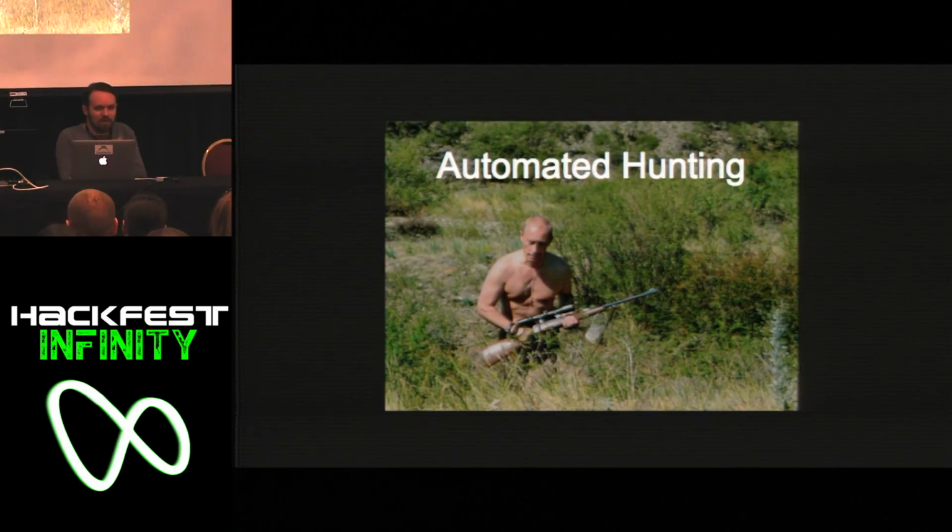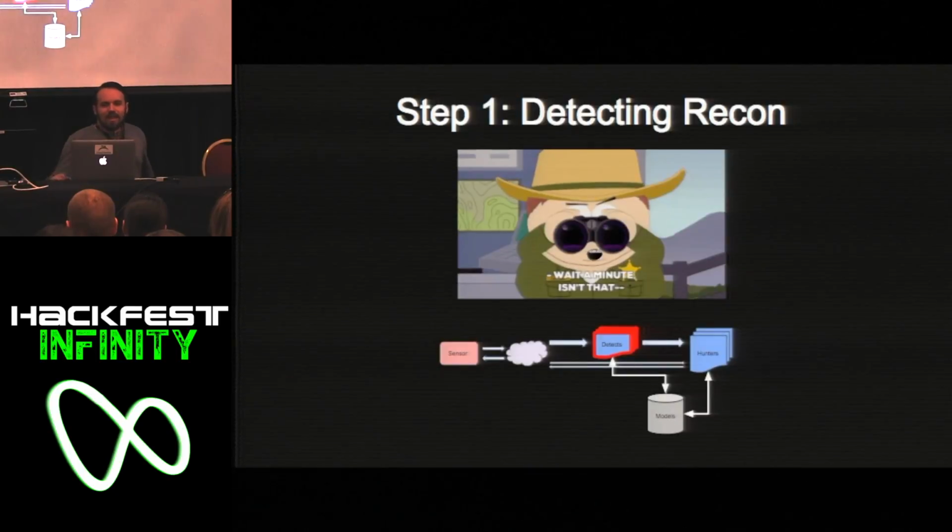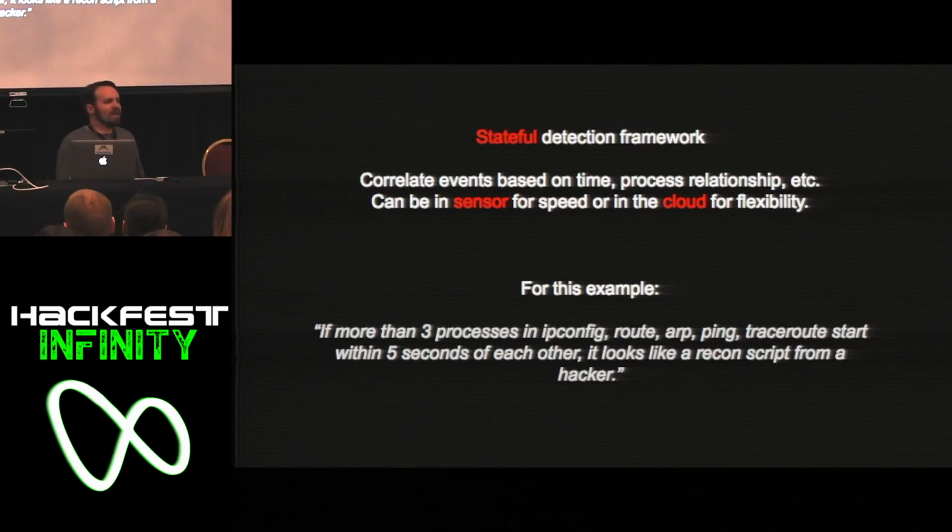Now, the interesting part, automated hunting. In this example of automated hunting, we're looking at detecting Recon. So that's the first part. That's a detection that we're going to create. That detection uses stateful detection. Essentially, what that means is we have a simple framework in Python where you can very easily correlate different events coming in from a sensor and generate a detection based on that. You can do that in the cloud, in the backend. You can also do that in the sensor if you really, really want to.